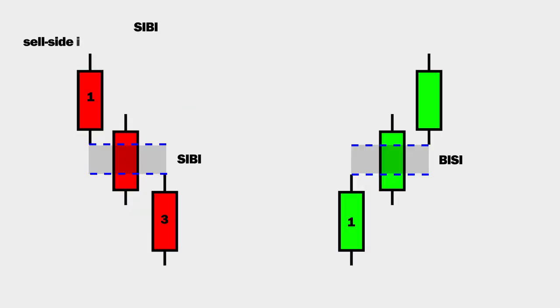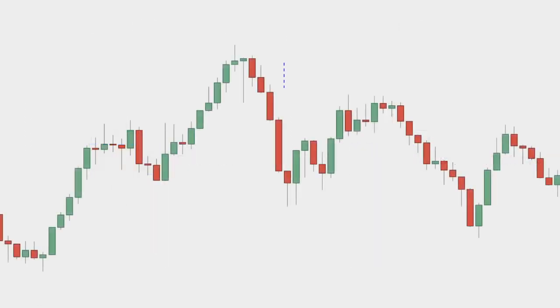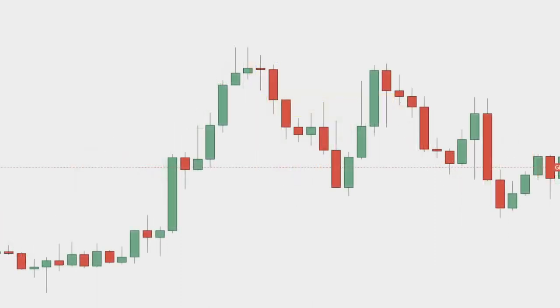A SIBI represents a sell-side imbalance, indicating that the sell side was offered, but the buy side wasn't, causing a bearish fair value gap. Conversely, a BISI refers to a buy-side imbalance, where the buy side was offered, but the sell side wasn't, resulting in a bullish fair value gap. In this price section, we can observe a bearish fair value gap, signaling that the sell side was offered while the buy side was inefficient, forming a SIBI. At another point, price displays a bullish fair value gap or a BISI as it offered the buy side but not the sell side.